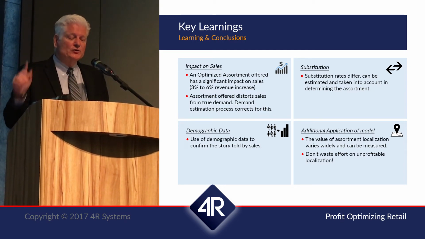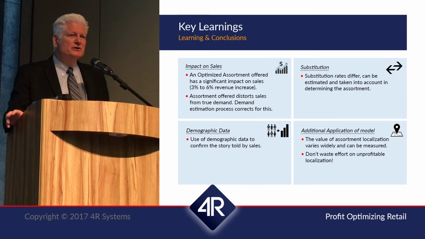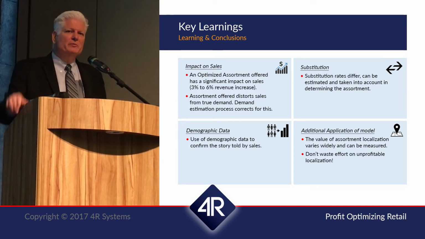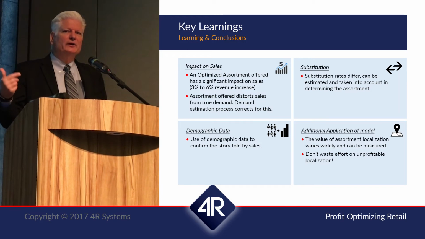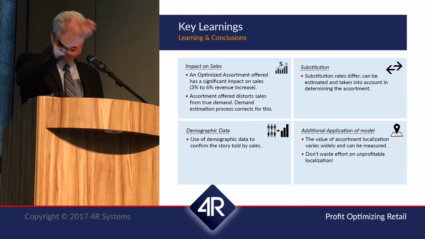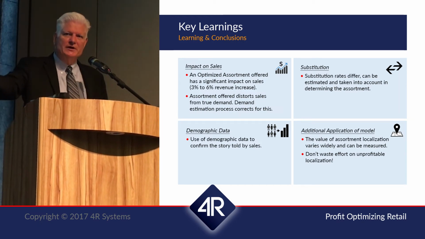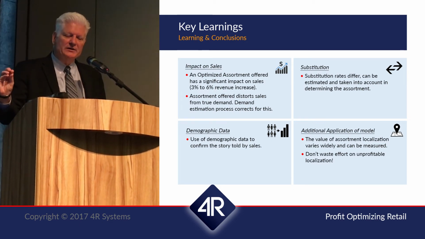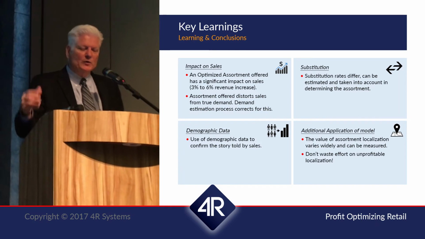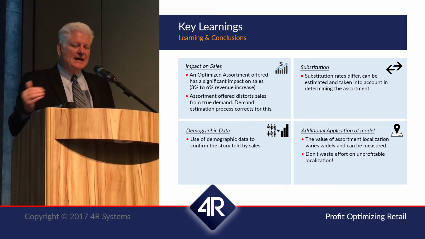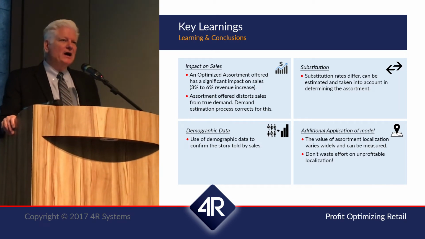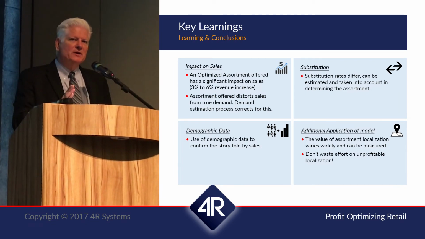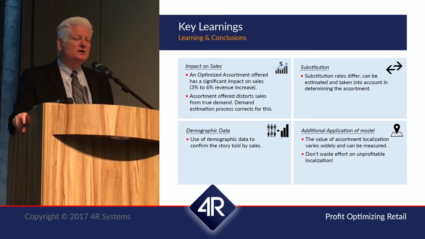Assortment offered distorts sales from true demand. In other words, part of the problem is that when you create an assortment, it's always somewhat of a self-fulfilling prophecy. What you sold looks like what you're going to sell tomorrow and the next day, unless you pull it down to these attributes. So it's important to understand that this is key. The next part, which we do advise, is to verify, not just looking backwards in time in data, but matching it up to the demographics.